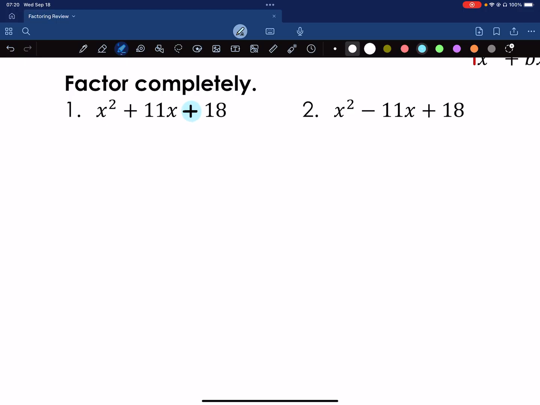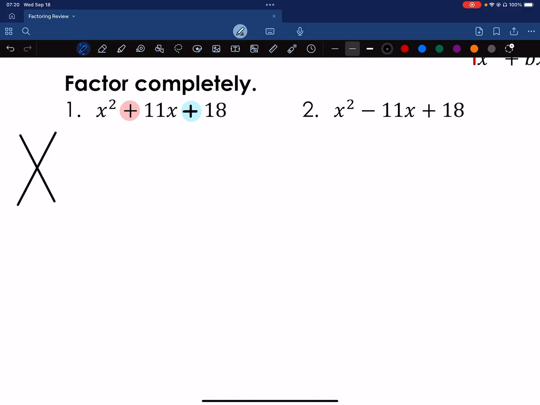When this last sign is a plus sign, that means when you factor inside the parentheses, both of those signs are going to be the same, and they're going to be whatever this sign is. So how we're going to do this is we're going to organize our thinking. I'm going to draw an X, and the X is just to organize your thinking.